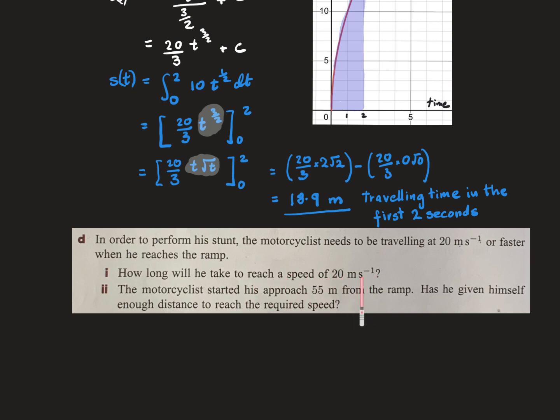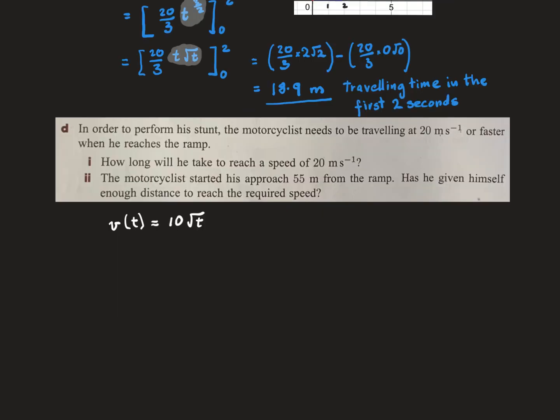If we're looking for this speed and we're looking at the time, we'll have to use this velocity or the speed equation. So as our velocity equation was 10 root t, and the velocity we're given is 20 meters per second, then we will substitute that in here and we'll say that's 20 equals 10 root t. And we'll get a time of 4 seconds. So it'll take the motorcyclist 4 seconds to reach a speed of 20 meters per second.